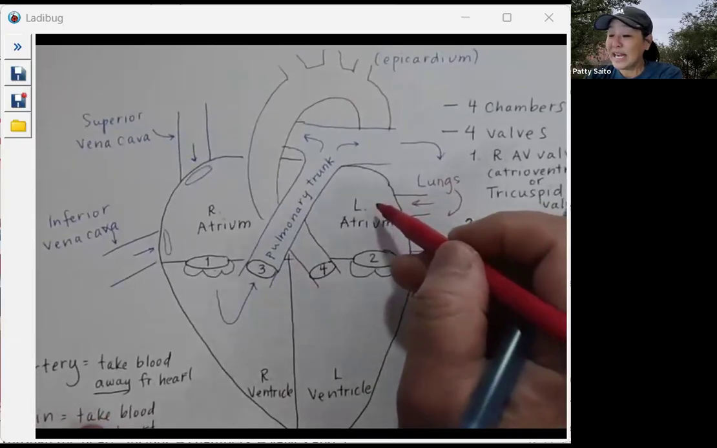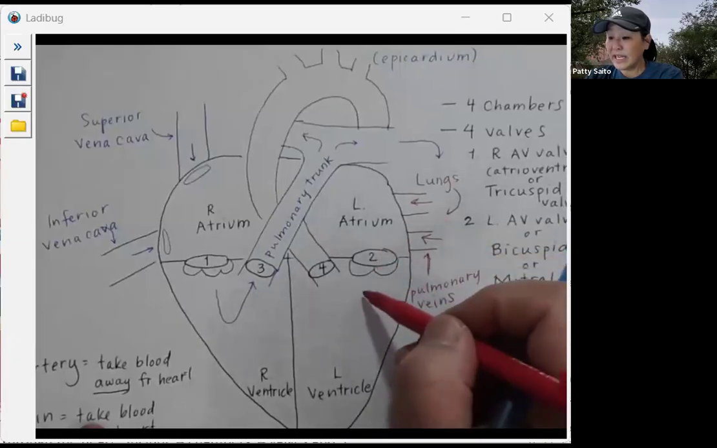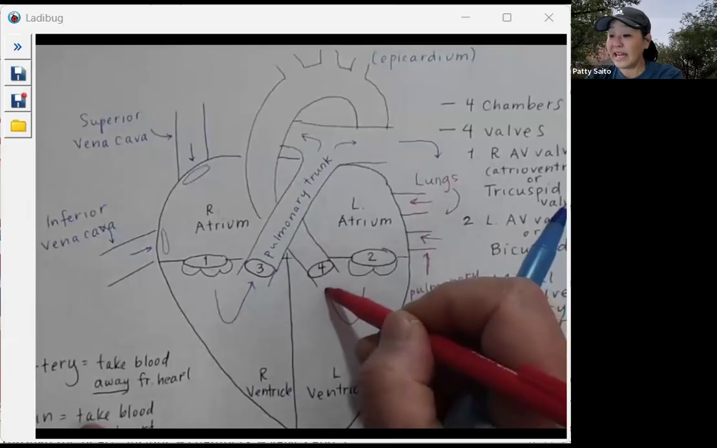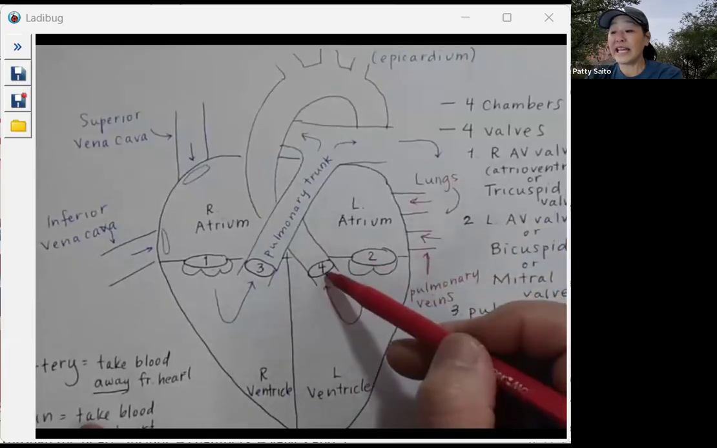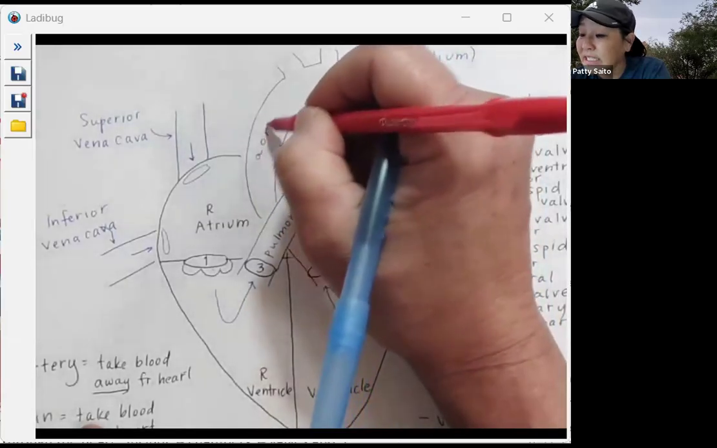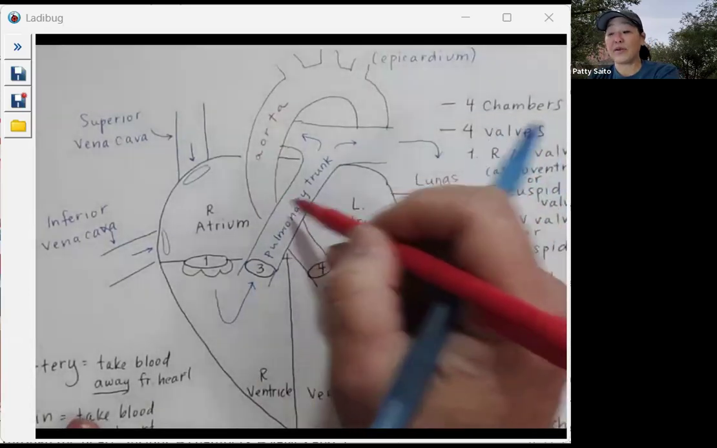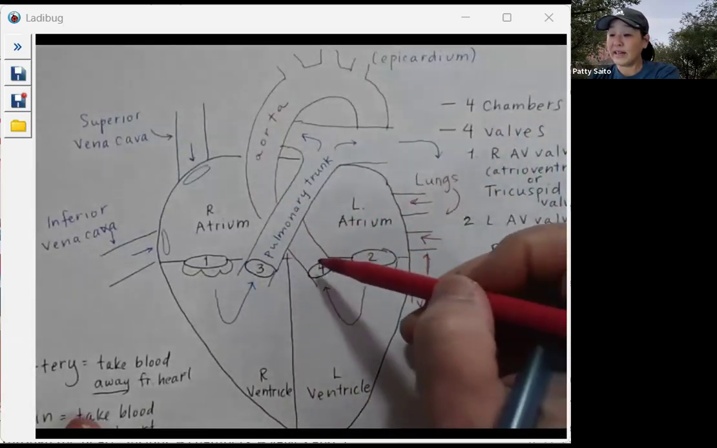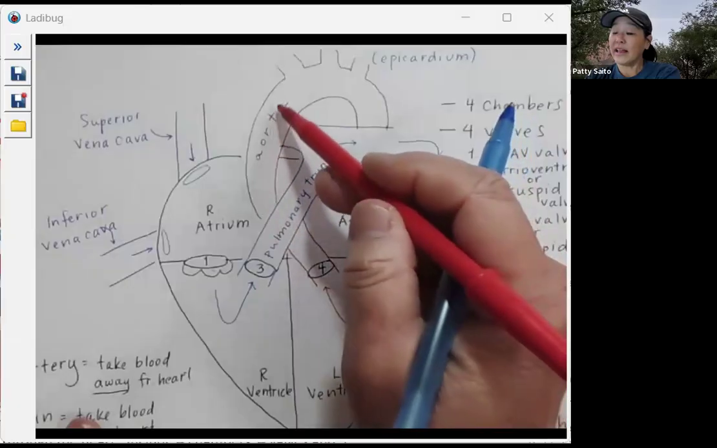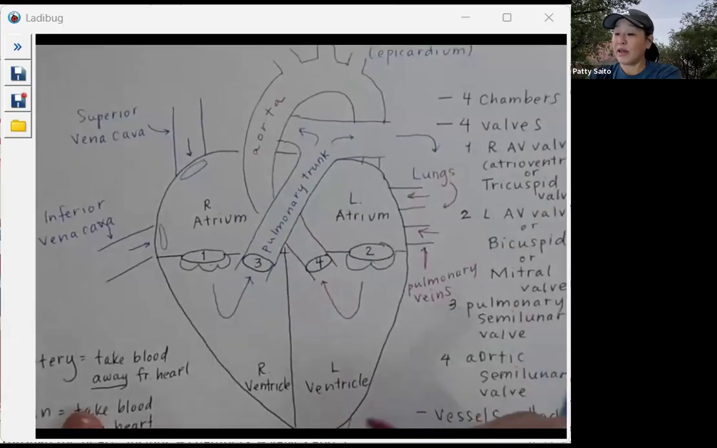It comes into the left atrium through the bicuspid or mitral valve into the left ventricle. Then, oxygenated, it leaves through the aortic semilunar valve, right? Because we're going to travel into the big vessel, the aorta. Now, there are different parts of the aorta because it is so long. There's the ascending aorta, the aortic arch, and then it descends down through the body.